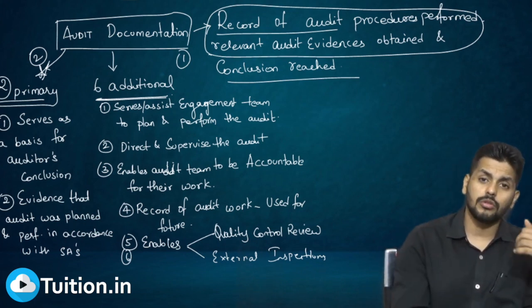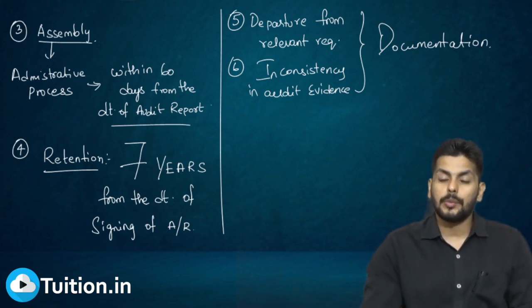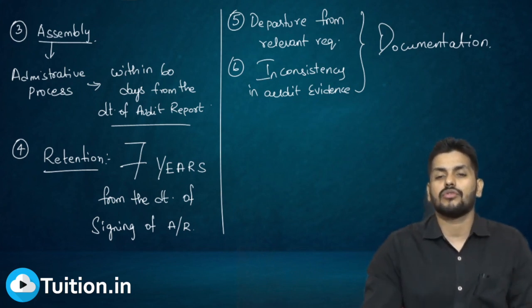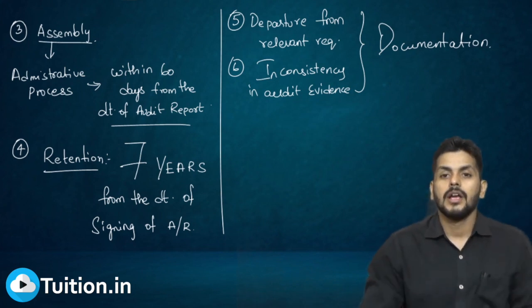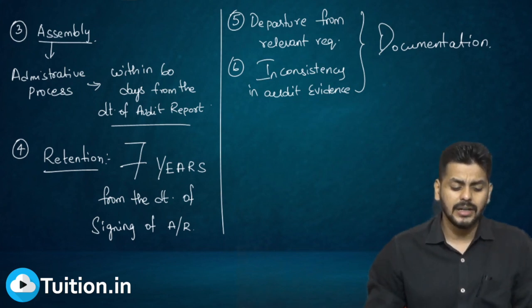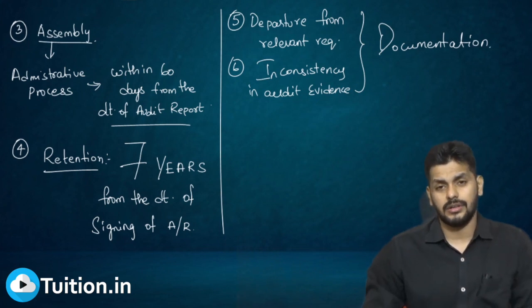Now if there's a multiple choice question or a true or false question, they can always ask. They have already asked many times that audit documentation be retained for 8 years, and that will be a false statement. People get confused with books of accounts, and you will immediately get confused in the exam. So be very clear. Books of accounts are for 8 years, and audit documentation, the working papers, is maintained for 7 years from the date of signing of the audit report.